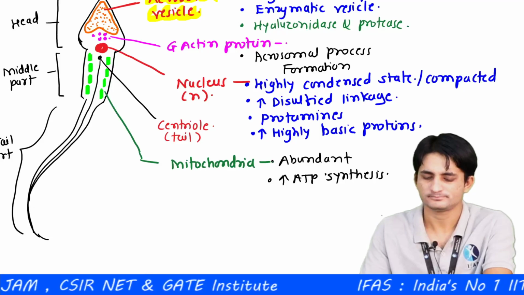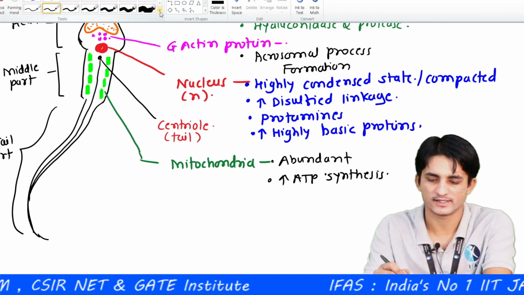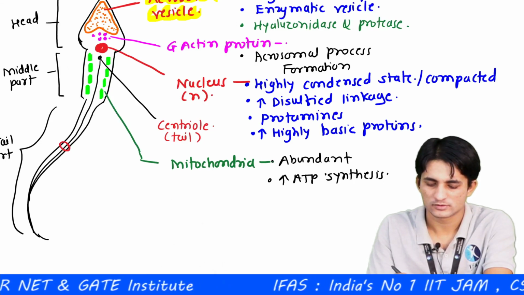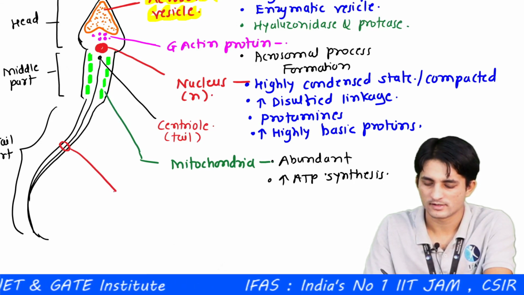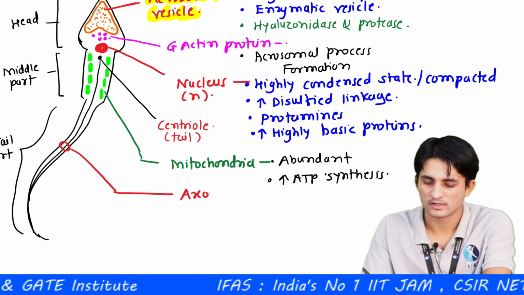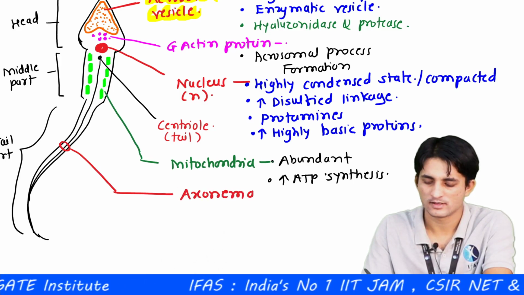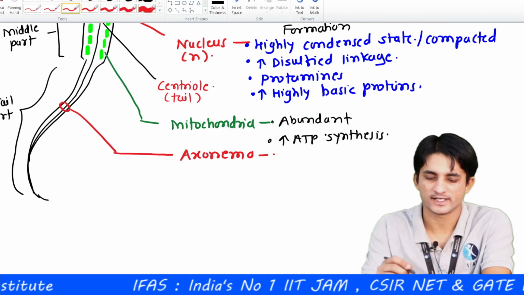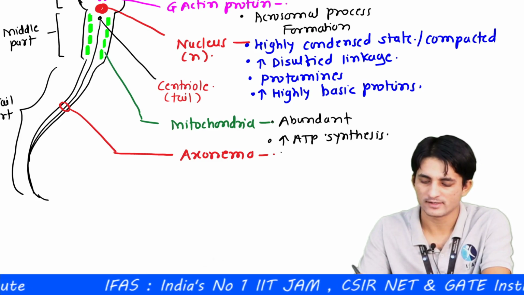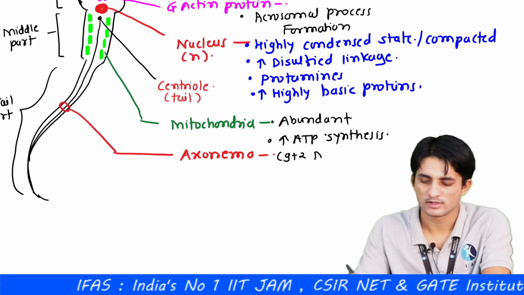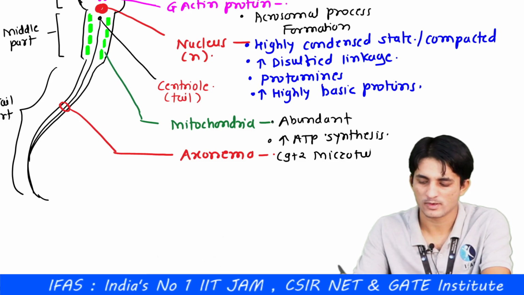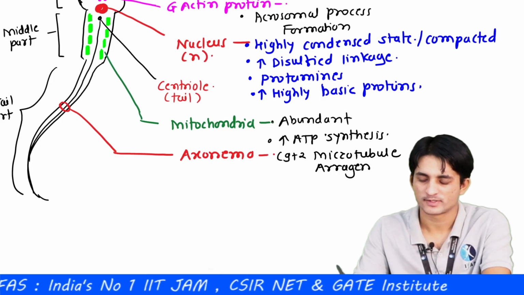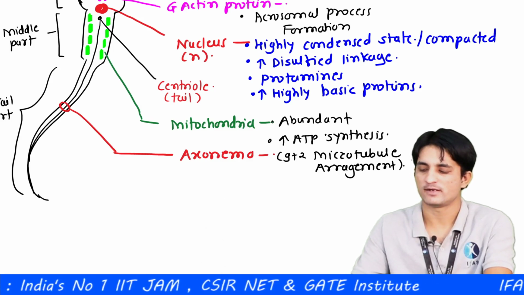Then this is the tail, and the tail is made up of the axonema. So this structure is called the axonema. That is the tail region of the sperm, and the axonema is a microtubule structure having a 9 plus 2 microtubule arrangement.